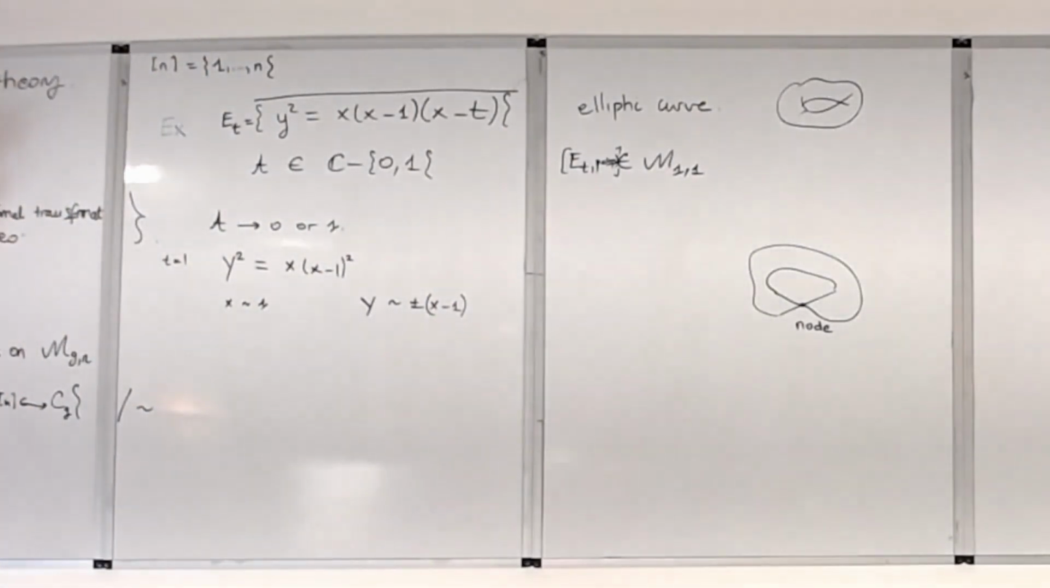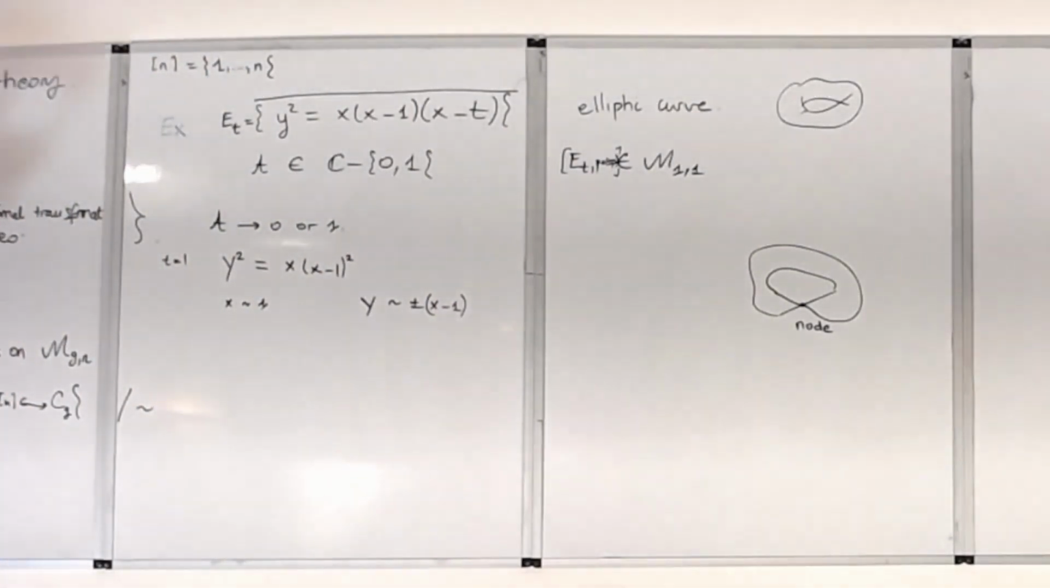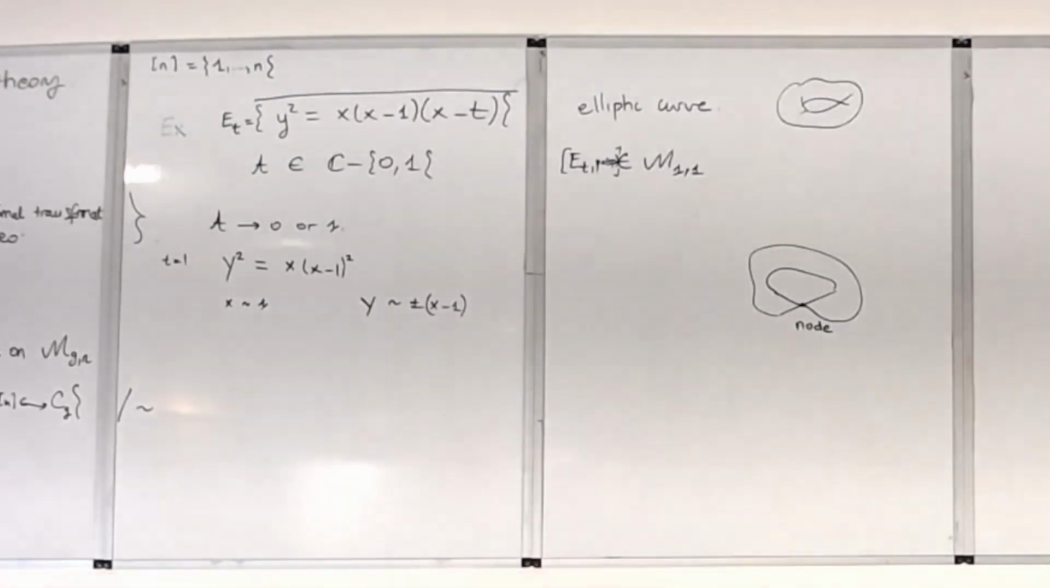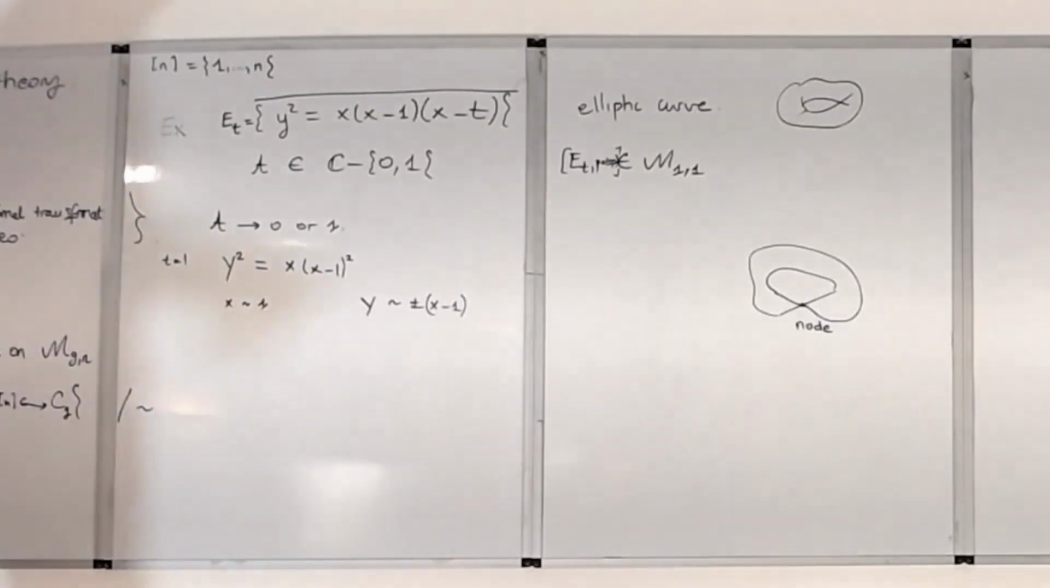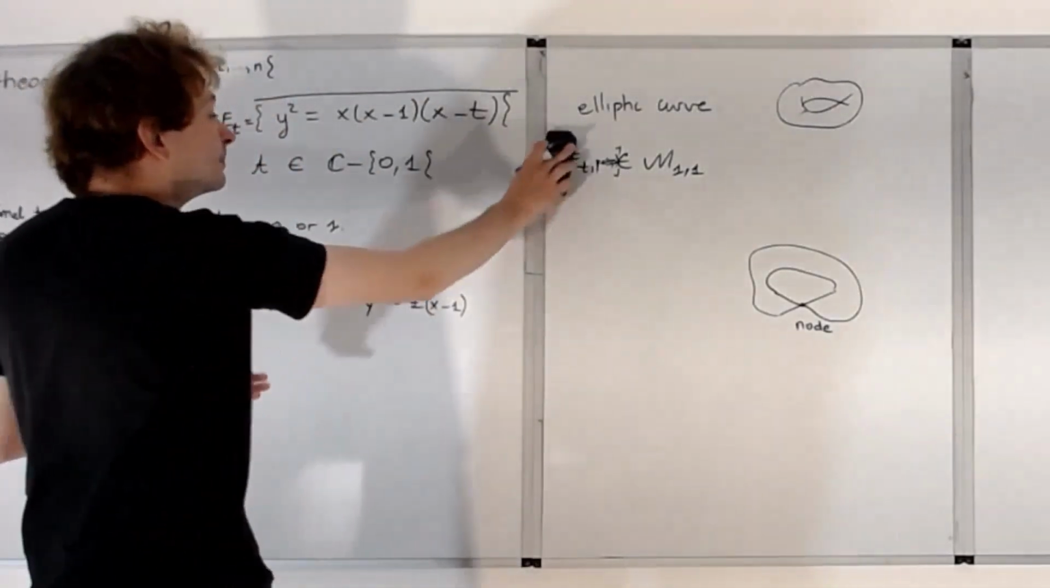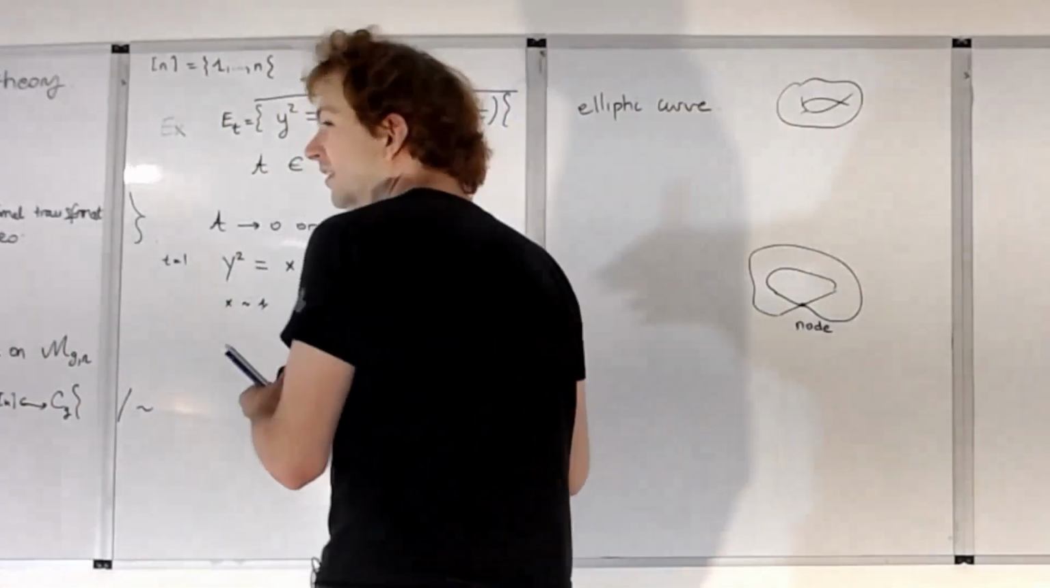So points in this space are actually curves, or rather isomorphism classes of curves, but very often you work with representatives. Sorry. Can you write a bit bigger? Yes. Here? Everything?